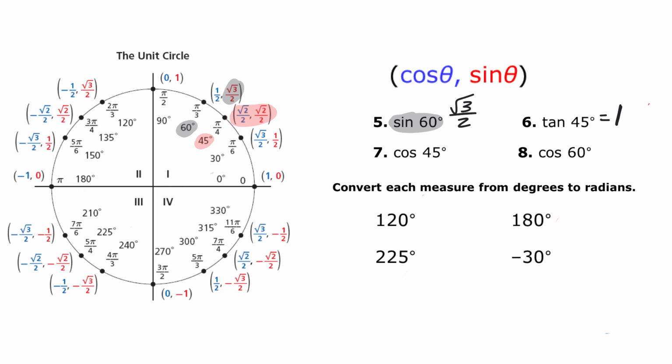Cosine of 45 degrees. So the cosine, we're already at 45 degrees. Cosine is the x value, so it's the square root of 2 over 2. And then the cos of 60 degrees. Well, we've got the 60 degrees already marked for sine, which is the y value. So now we just need to identify the cosine, which is 1/2.